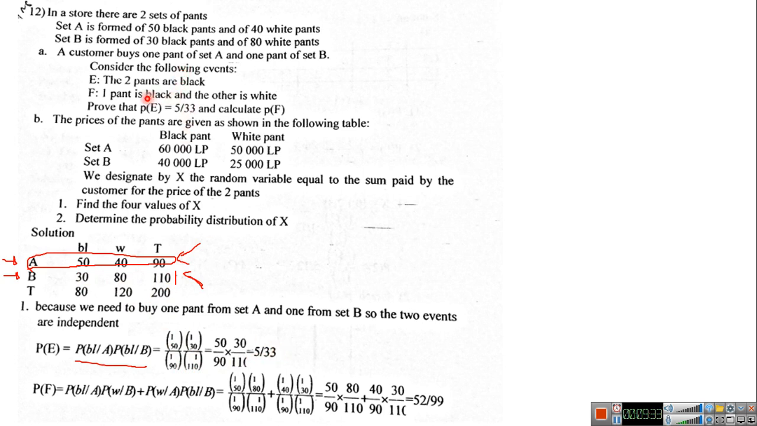I want here in F, one pant is black and one pant is white. So you can have black from A and white from B, or white knowing A times black knowing B. So here it will be 1 out of 50 over 1 out of 90 times 1 out of 80 over 1 out of 110, plus 1 out of 40 over 1 out of 90 times 1 out of 30 over 1 out of 110. So you get the answer.